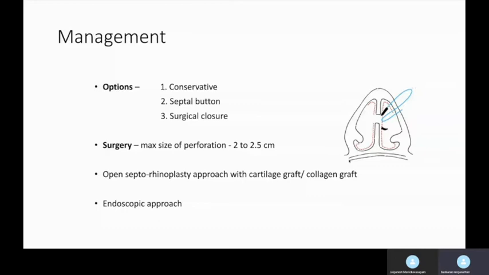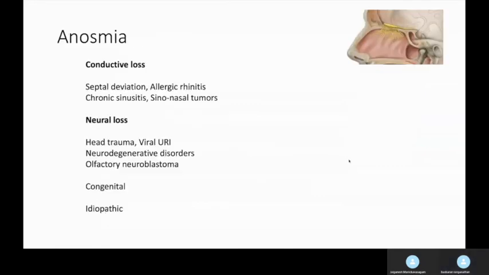So this is about septal perforation. The next important topic is anosmia.